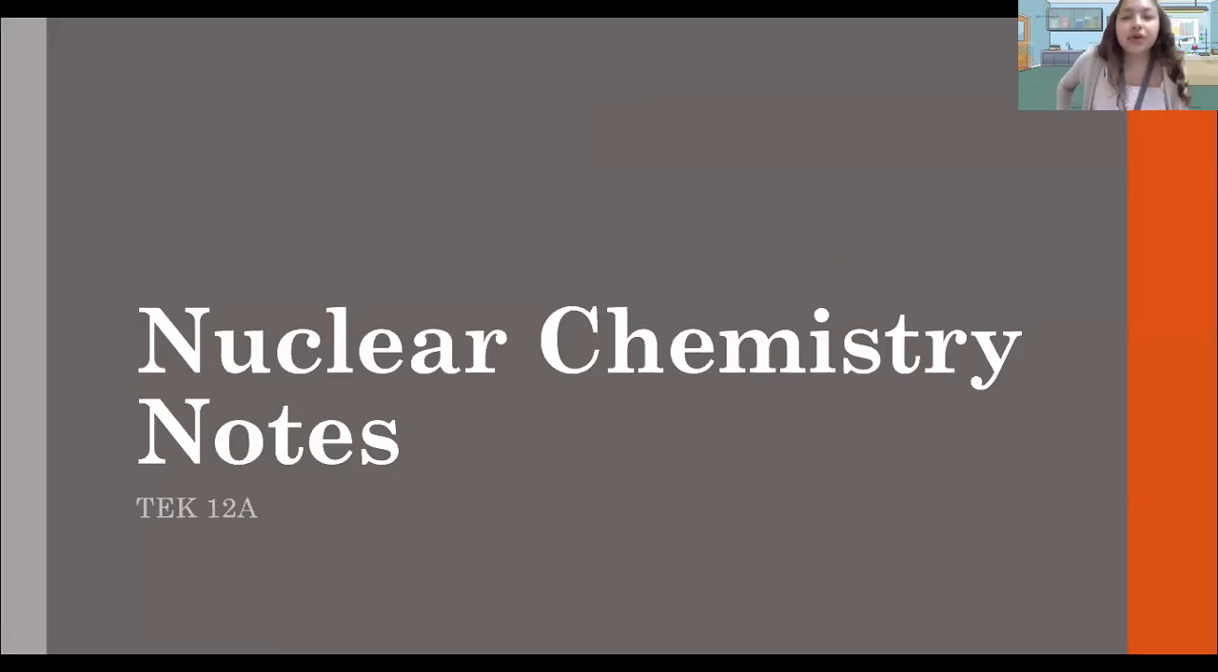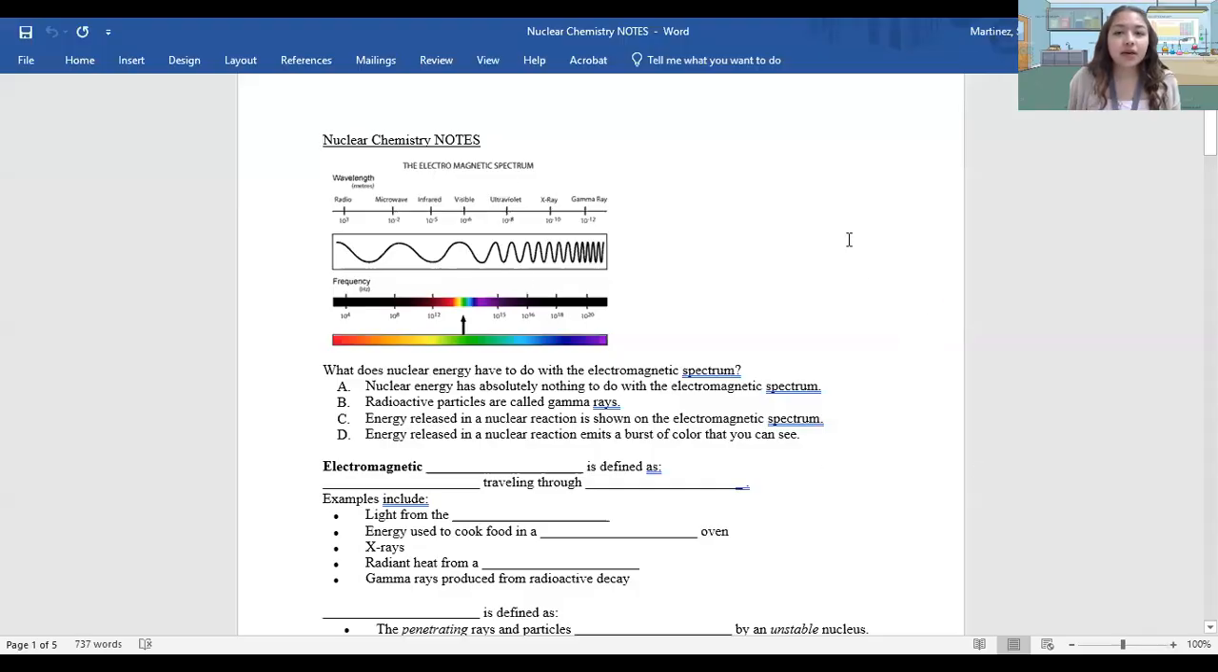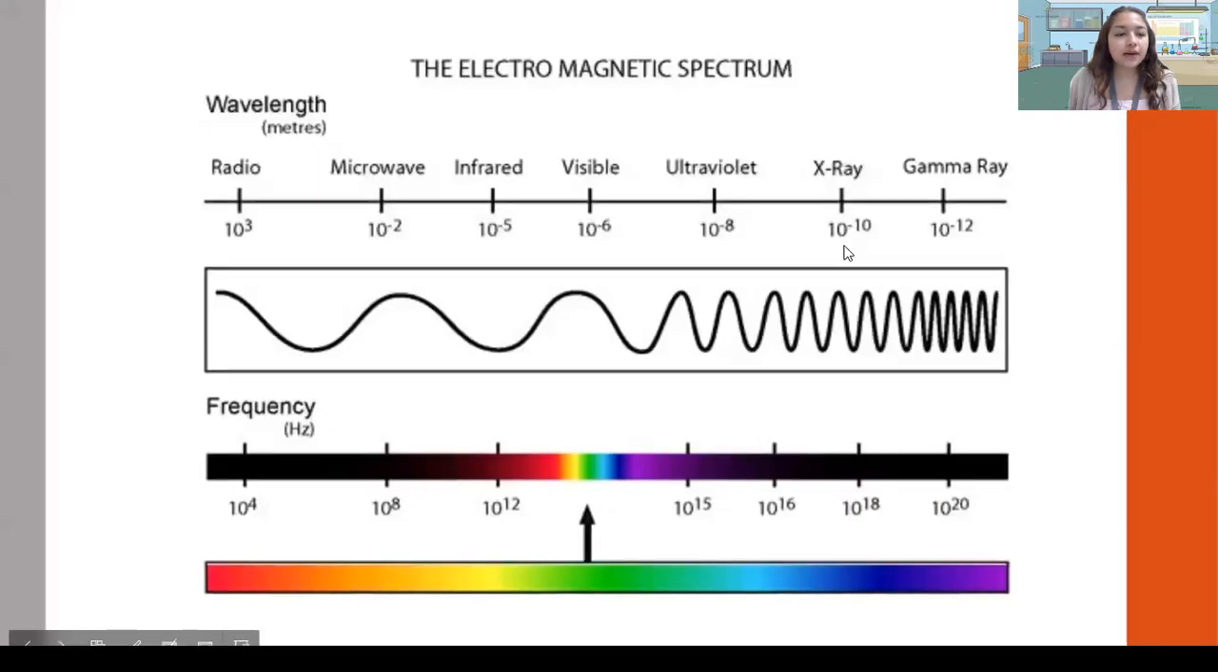All right, everyone. So we're going to get started on our nuclear chemistry notes. They are sideways paper. They say nuclear chemistry notes on them, and they look like this right here. So once you have those ready, we can go ahead and get started.